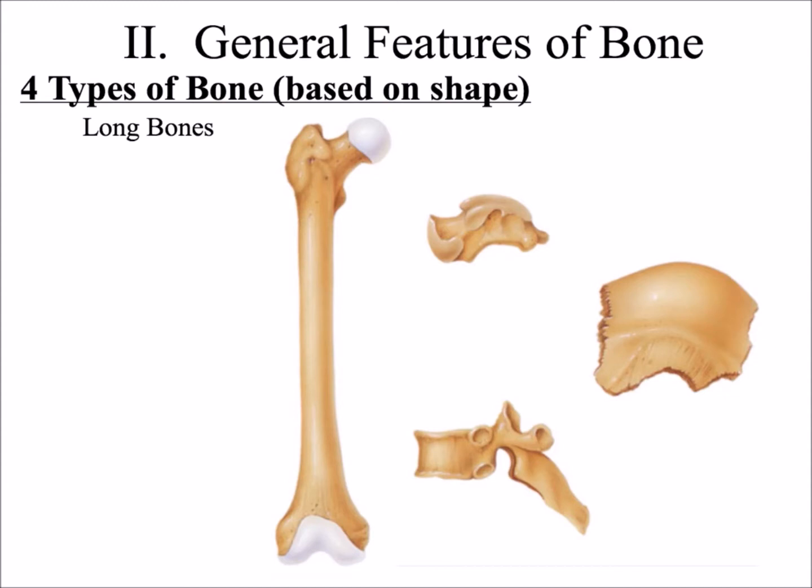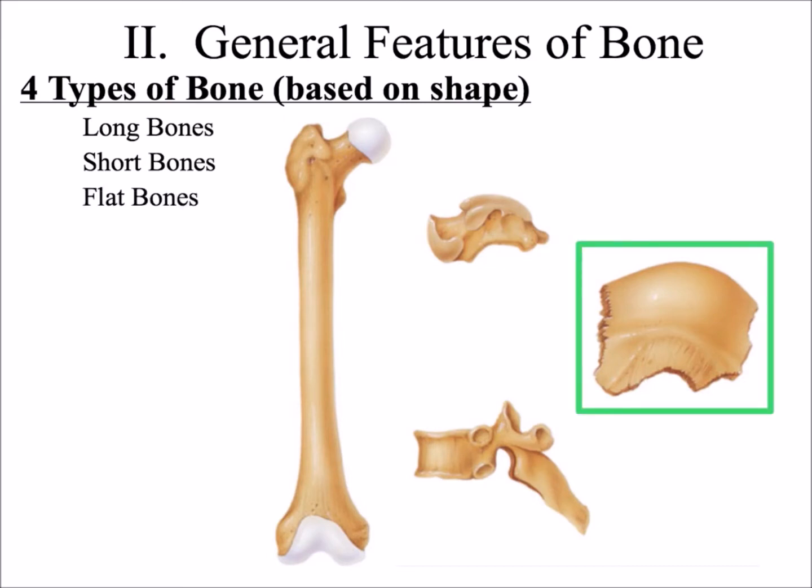The second classification of bone is a short bone. We classify a short bone as being as tall as it is wide. Examples of short bones would be bones of the wrist, or carpals, or bones of the ankles, also known as tarsals. The next classification of bones are what we call flat bones. As the name implies, these bones are going to be broad and flat. Examples of flat bones are the bones of the cranium, which are the part of the skull that houses the brain, and the scapula, which is also classified as a flat bone.